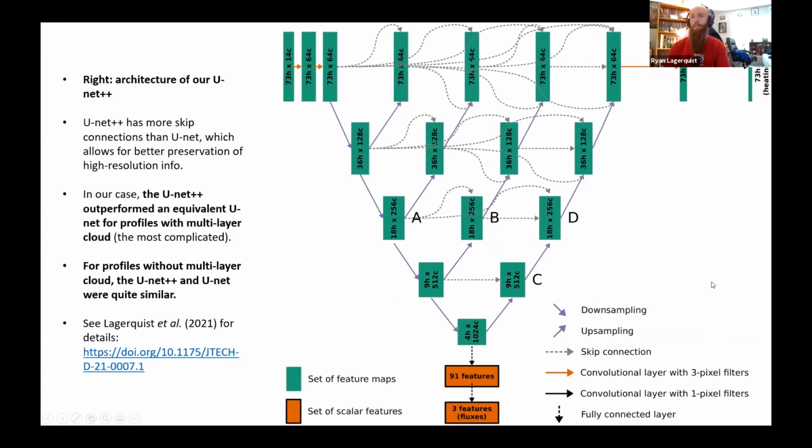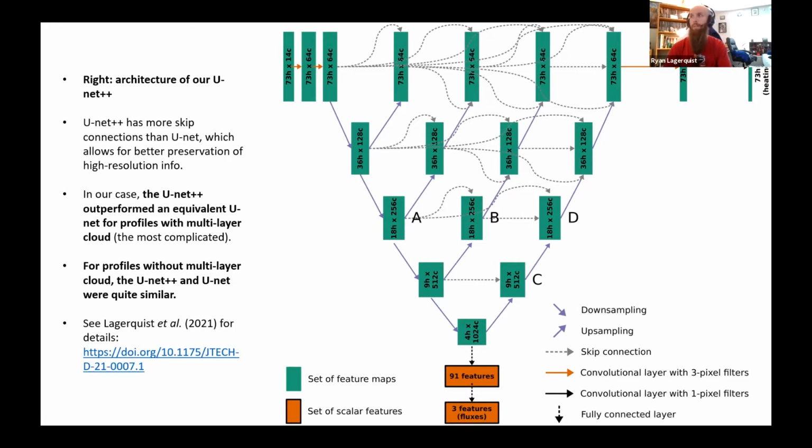Here, I don't have time to go into all the components of our UNet++ architecture, but for people who want to know the details, it's up here. The benefit of the UNet++ is that it has more skip connections than the UNet, which are these dashed gray arrows. And those skip connections allow for better preservation of high resolution information. So that's why the UNet++ often performs better than a vanilla UNet.